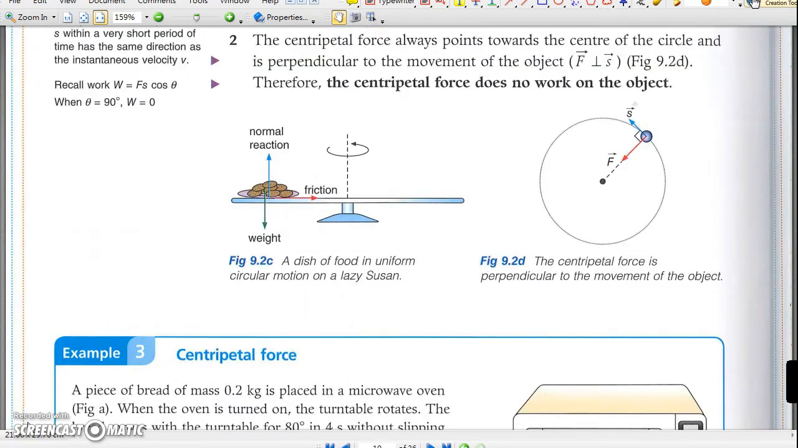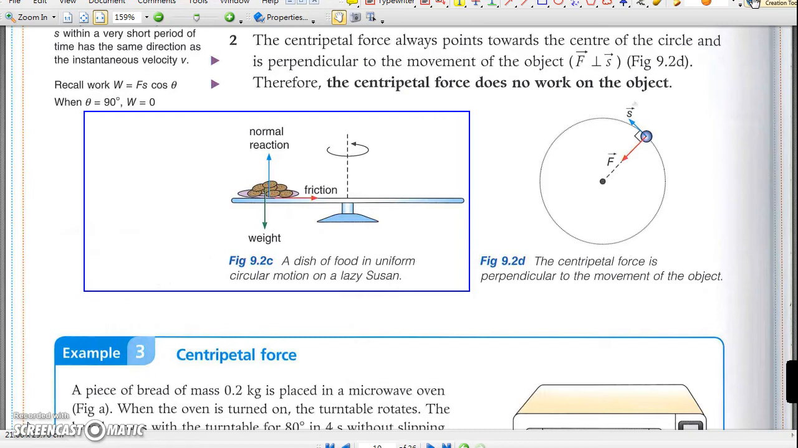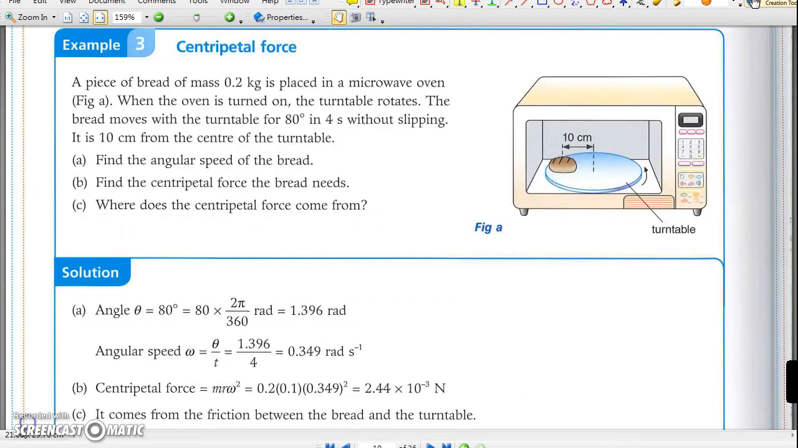For example, a dish of food on the turntable is performing circular motion. It is friction on the dish that provides the centripetal force. Example 3. Centripetal force. A piece of bread performs circular motion inside a microwave oven. The centripetal force acting on the bread comes from the friction by the turntable. Try checkpoint 3 on the next page.